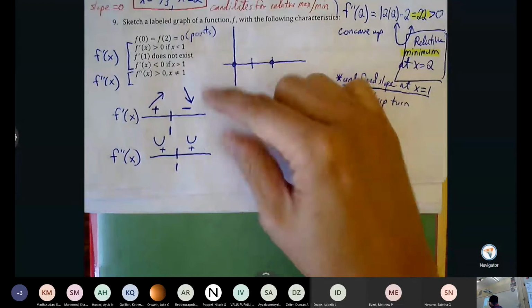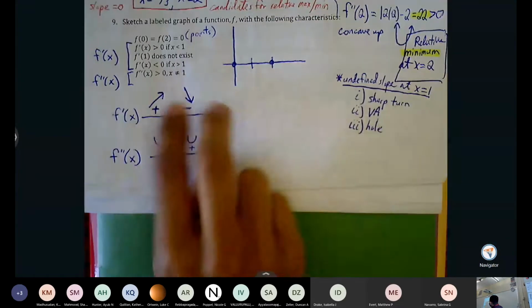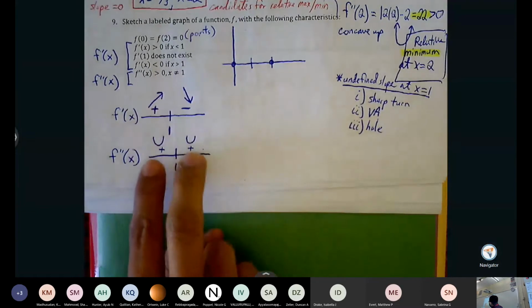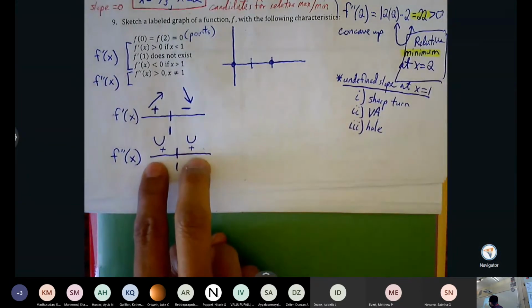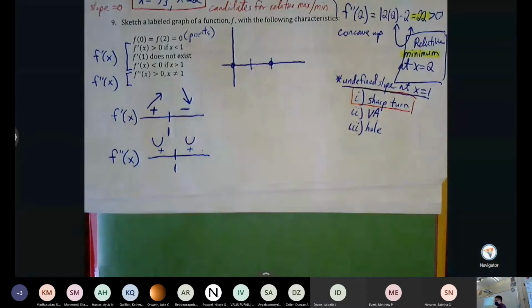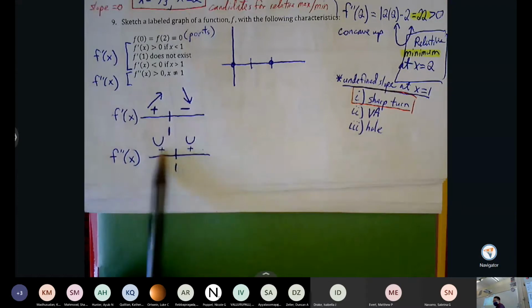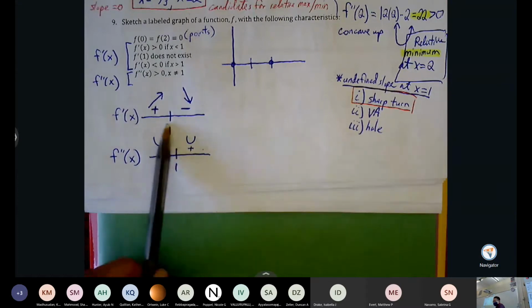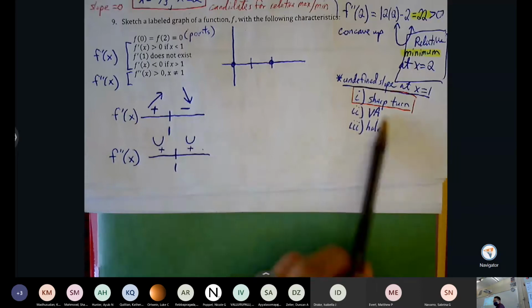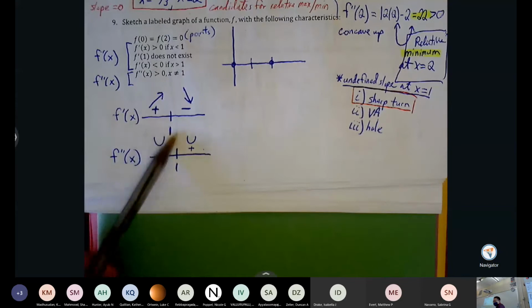Okay, look at these statements. Look at what we created. Any questions? So we have our slope behavior. We know what our curvature is going to look like. So I'm going to create a graph. I'm going to use a sharp turn here. I'll show you what a vertical asymptote and holes could look like, but I'll do this one first. So I'm going to have my graph increasing to 1 and then decreasing while maintaining concave up the whole way. And what can we make 1 if I want a sharp turn? It's the sharp turn. But it's a relative what? Yeah, relative max.